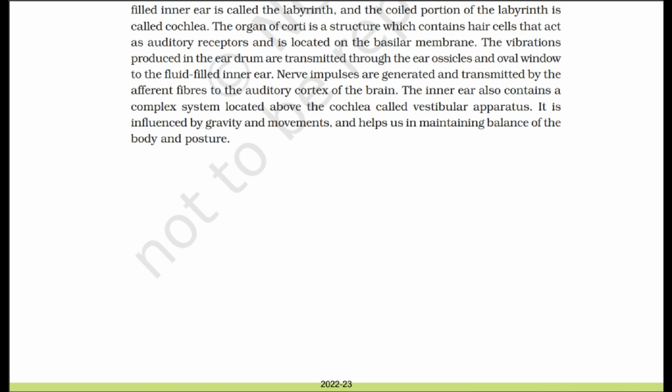The inner ear also contains a complex system located above the cochlea called vestibular apparatus. It is influenced by gravity and movements, and helps us in maintaining balance of the body and posture.